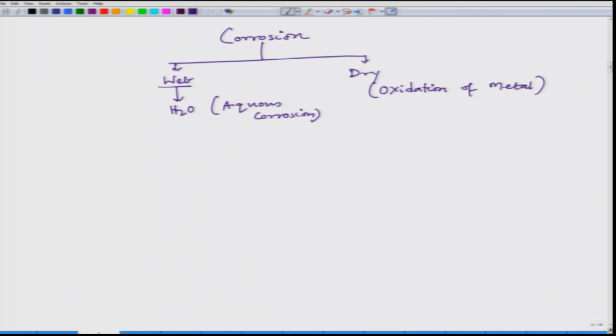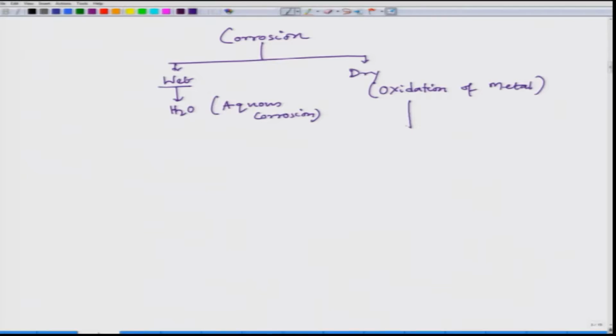Aqueous corrosion, from those 2 examples, it is very clear, involves oxygen and water, because in one case we are dipping zinc metal into dilute HCl solution, which is an aqueous solution of HCl, and in the second case we are seeing corrosion of an iron object in the environment, in the atmosphere, where we have moisture, which is again water. Of course, there oxygen is also involved.